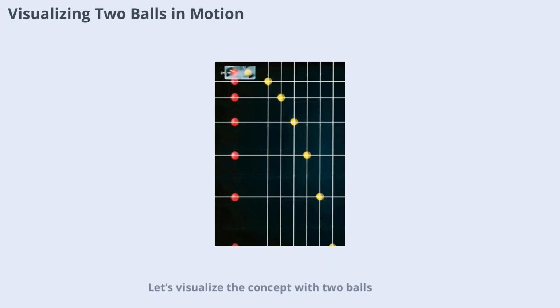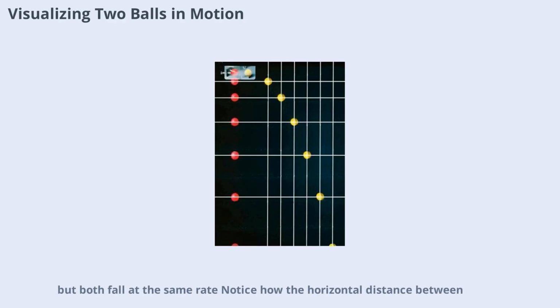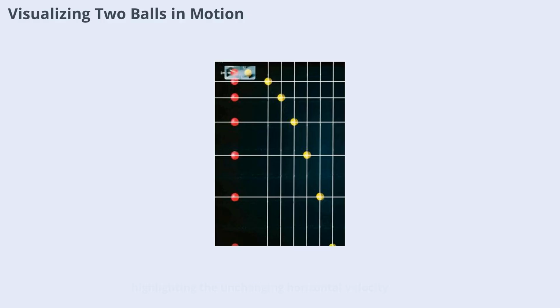Let's visualize the concept with two balls, one dropped from rest and another given a horizontal push. In a series of images taken at equal time intervals, both balls remain at the same height at any instant, showing that gravity affects them equally. The ball with horizontal velocity covers more ground, but both fall at the same rate. Notice how the horizontal distance between the yellow ball's positions remains constant, highlighting the unchanging horizontal velocity. This visual reinforces the independence of horizontal and vertical motions in projectile movement.